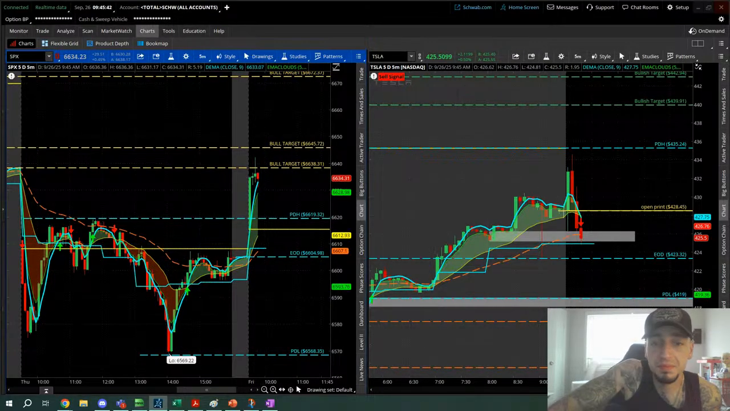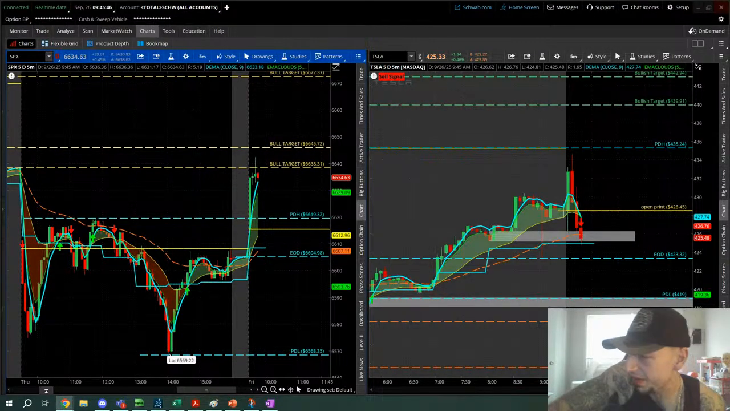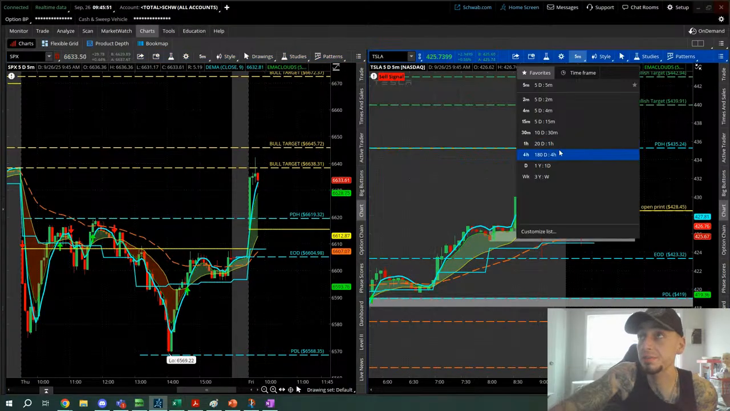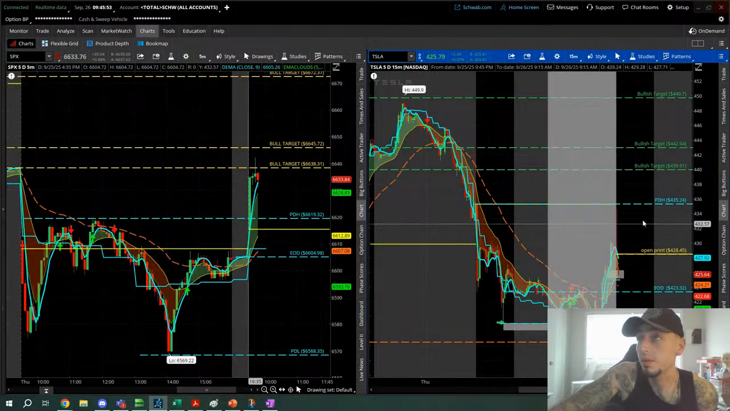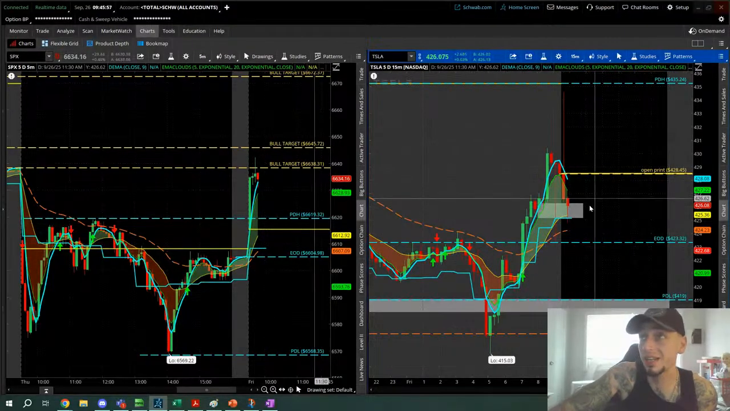Staying patient. NASDAQ's at open print right now and end of day. These are very important levels. Tesla is starting to sell off here. Previous day high. Dude, look at just the price range on Tesla.